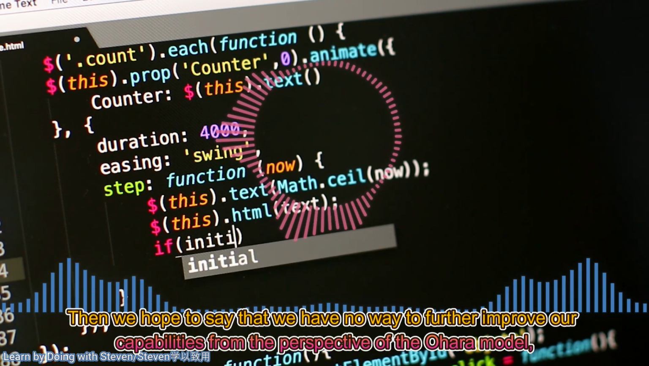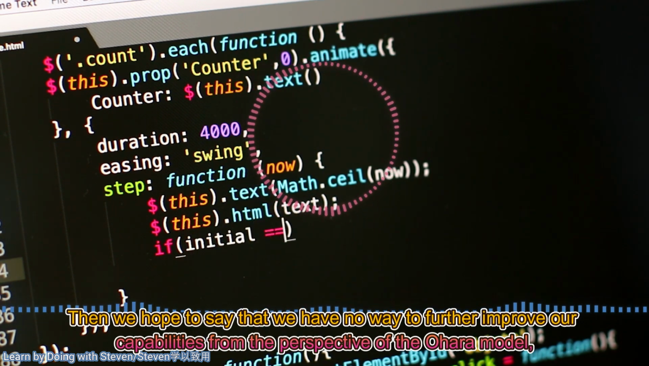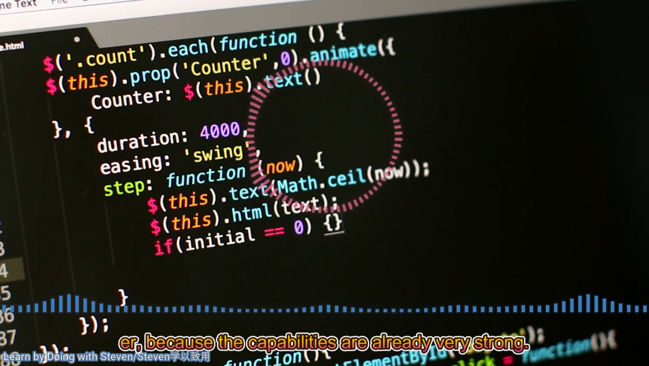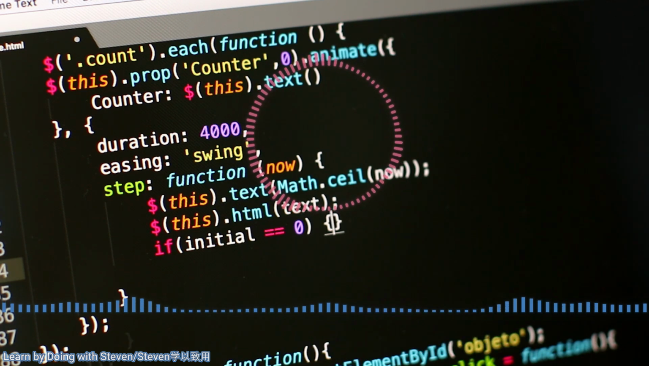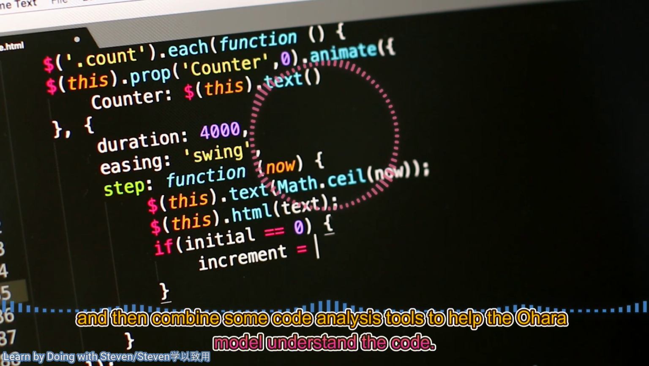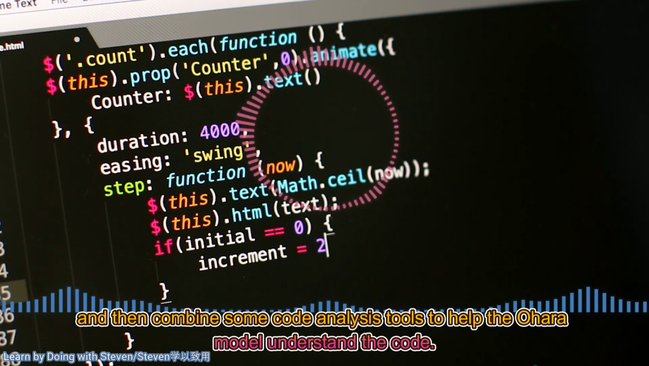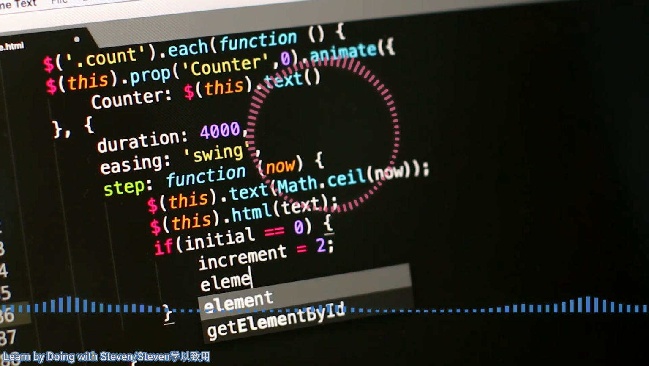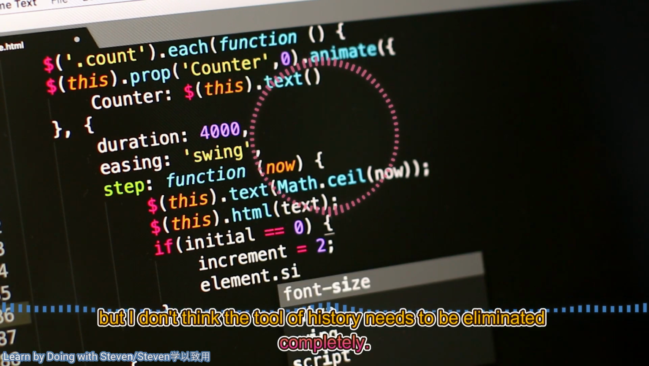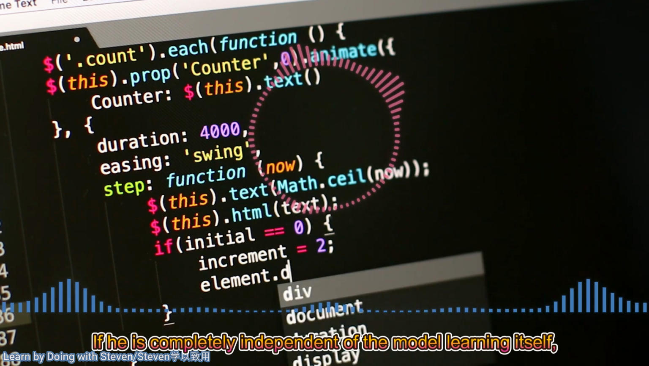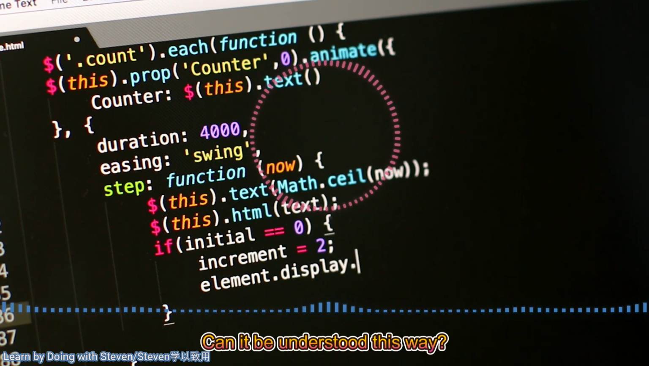Then we hope that, since we have no way to further improve capabilities from the perspective of the large model alone, because the capabilities are already very strong, can we filter the data in the early stage from the data perspective, and then combine some code analysis tools to help the large model understand the code? It's not a new tool, but I don't think the tools of history need to be eliminated completely. If they are independent of the model learning itself, they can also be used. Can it be understood this way?